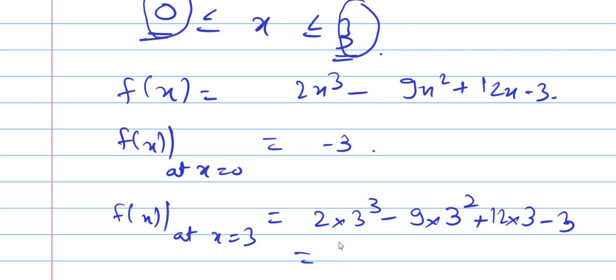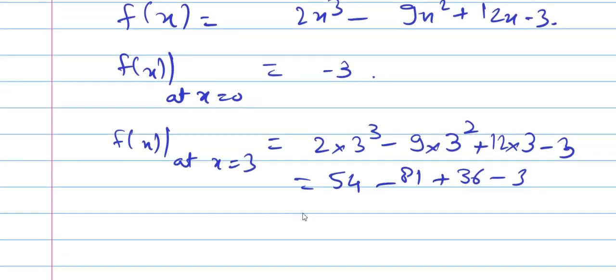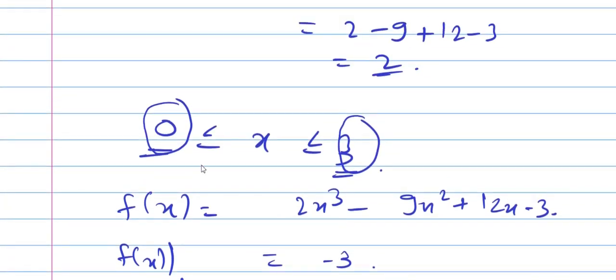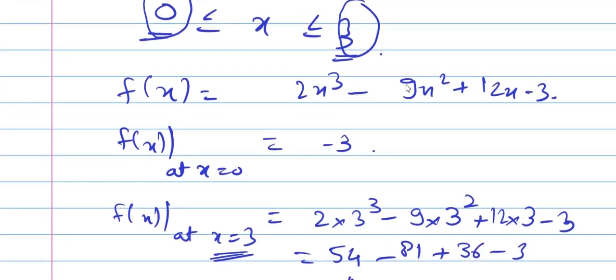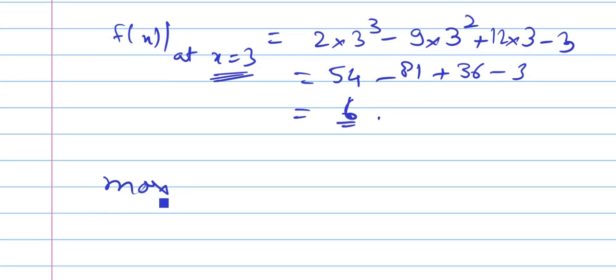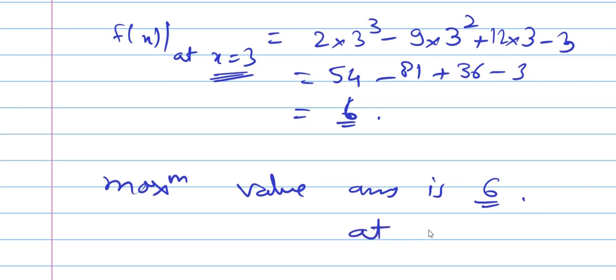So 3 cube is 27, 27 into 2 is 54, minus 9 into 9 is 81, plus 12 into 3 is 36, minus 3. Use calculator. So it comes out as 90, 90 minus 9, 9 minus 3, 6. So its value is 6. At x equal to 3, we are getting the function value as 6, and at the stationary point, we are getting the function value as 2. 2 बड़ा है कि 6 बड़ा है? 6 बड़ा है. So the function maximum value answer is 6 at x equal to 3.